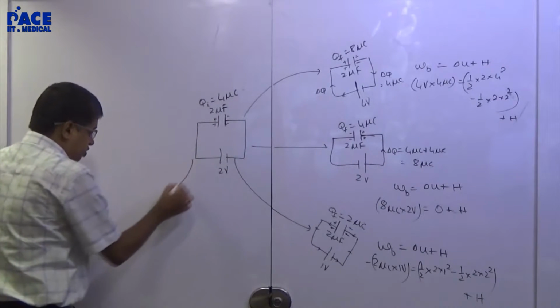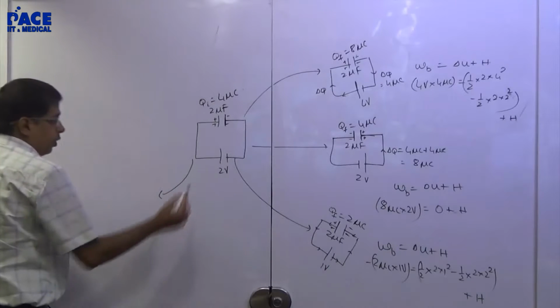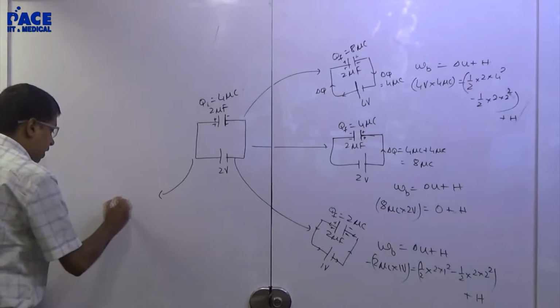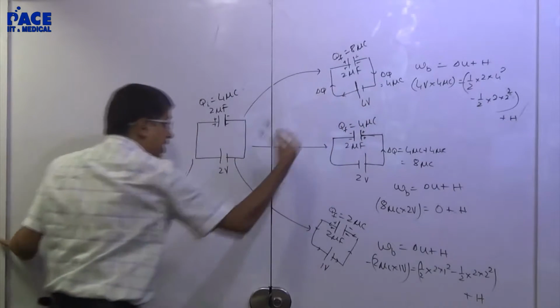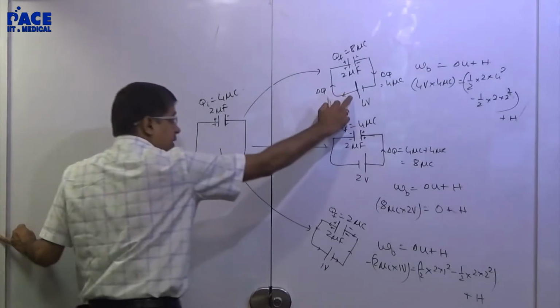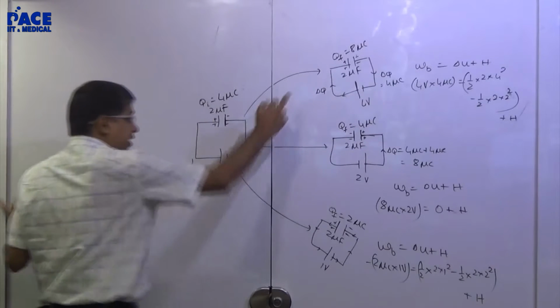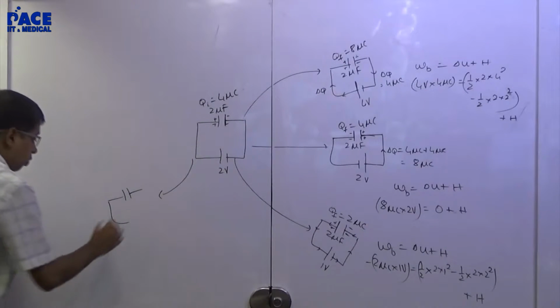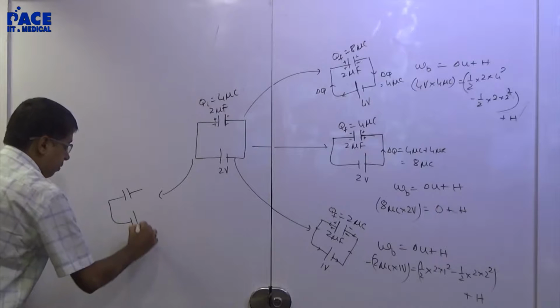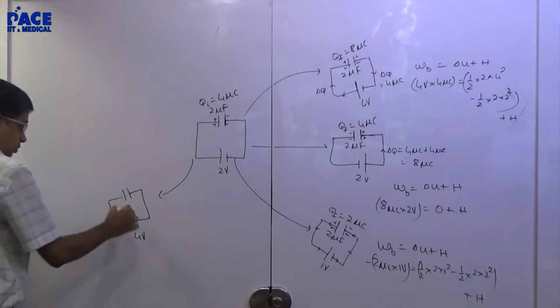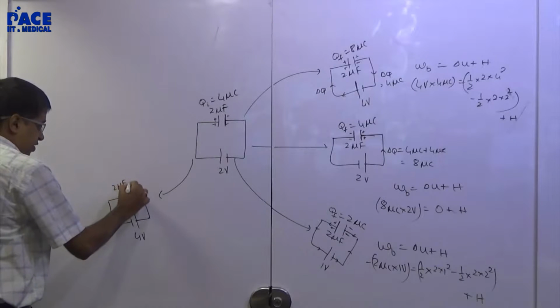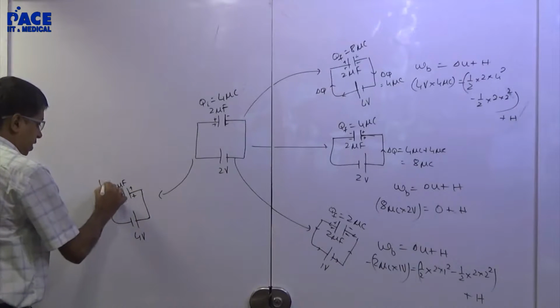Now go to the next step. What if you are replacing this 2 volt battery with a 4 volt battery but with polarities reversed? Here when you replaced this with a 4 volt battery, you maintained the same polarity. What if I reverse the polarity and make this negative and positive? This is 4 volts. This is 2 microfarads. This will become positive, this will become negative.